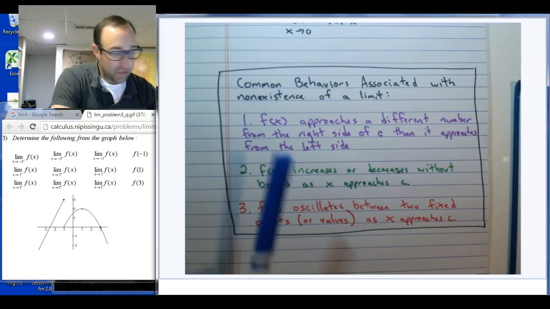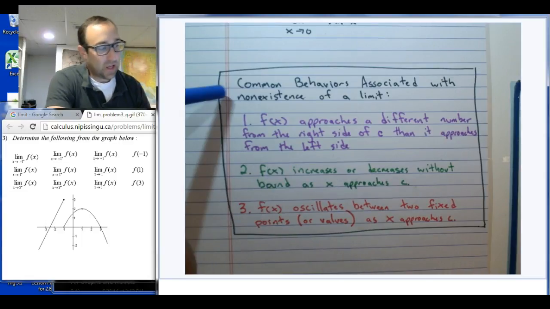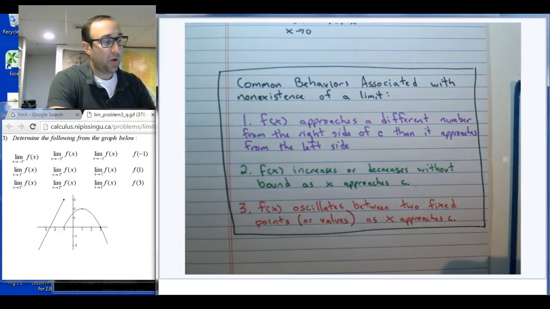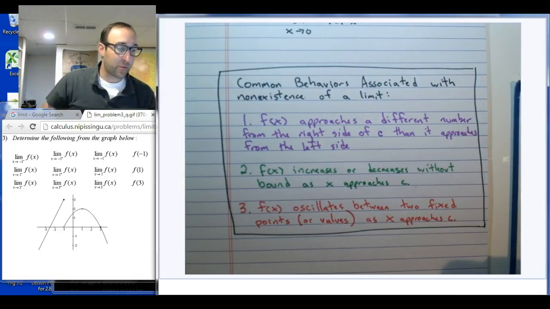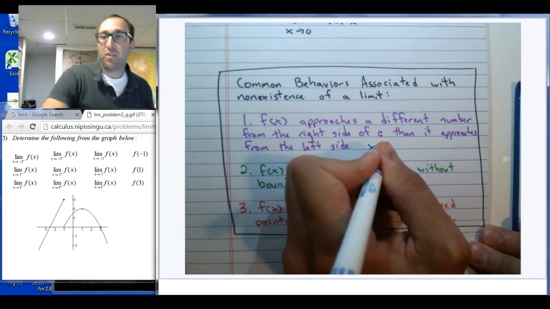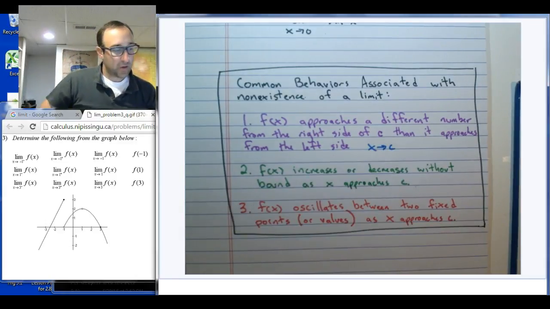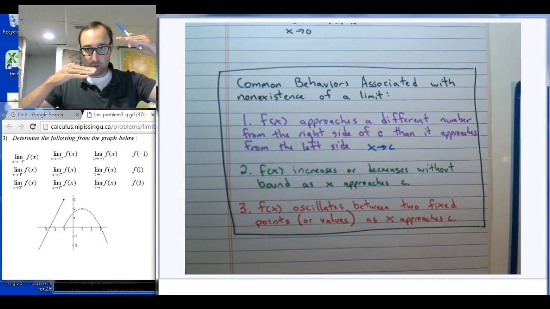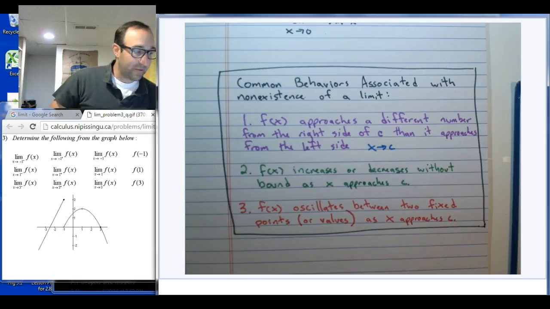So here are some things you probably want to write down. This is a good thing to get into your notebook: common behaviors associated with non-existence of a limit. Number 1: f of x approaches a different number from the right side of c than it approaches from the left side. Remember, c is what x approaches. So as x approaches c, it's different from the left side than it is from the right side. Number 2: f of x increases or decreases without bound as x approaches c.